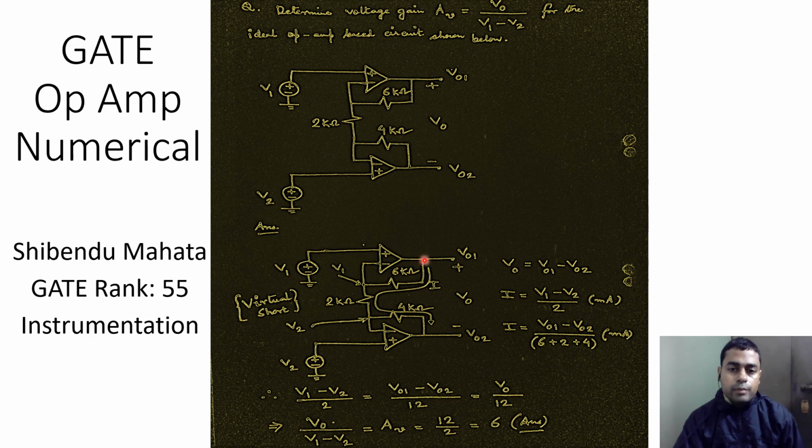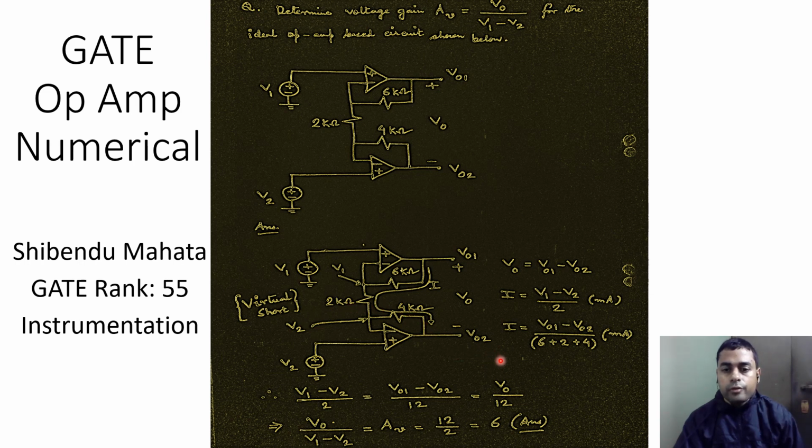Again, if we look at the path for this current I, we can formulate another equation, where we consider V1 and V2. We can write the current I's expression as the voltage at this node, V1, minus the voltage at the other node, V2, divided by the resistance, which is 2 kilo ohms. Note that the same current that is flowing through the 6 kilo ohm resistance is also flowing through the 2 kilo ohm resistance and then through the 4 kilo ohm resistance. So V1 minus V2 divided by 2 is the other equation for the current I.